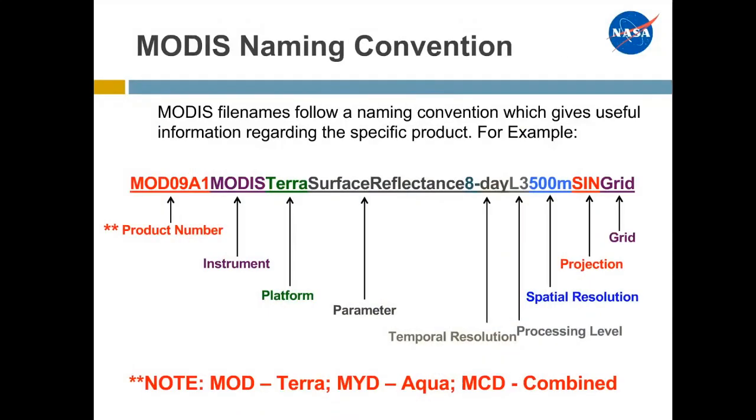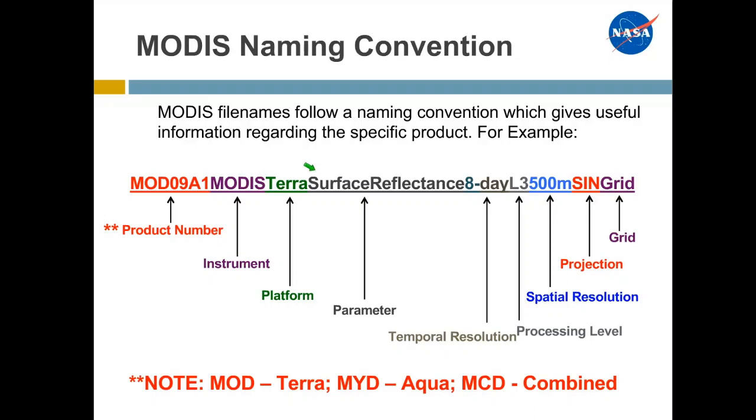The MODIS naming convention can also be quite confusing, but it's important to understand the information within the names of the MODIS products when you've downloaded them from the website. So the first part of the name is actually the product number, shown here. It could be MOD, which means it comes from the Terra satellite. It could be MYD, which means it comes from the Aqua satellite, or MCD, which means it's a combined Terra and Aqua image. The next part of the name is the instrument it comes from, so MODIS. Next is the platform. Here it's Terra. It can also be Aqua or combined.